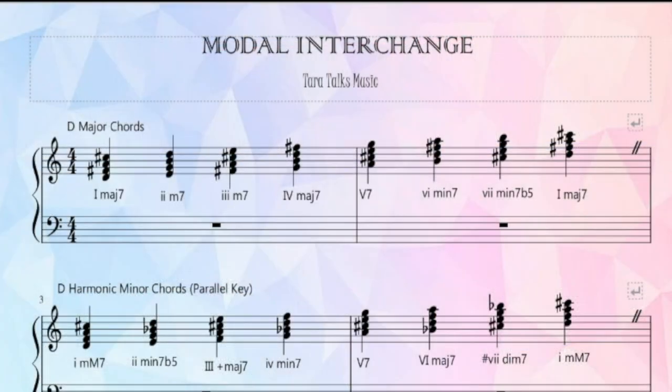In order to borrow chords from a parallel scale or key, we need to know the chords built off of the scales. So let's see the D major chords. But first of all, I just want to point out that the chords at the bottom are generic for any major scale. So you would have the 1 major 7, the second degree would be a minor 7 chord, the third degree of the scale would be a minor 7 chord again, and you'd have a 4 major 7, a 5 dominant 7, a 6 minor 7, a 7 minor 7 flat 5, and then back to the 1 major 7. So let's take a look at what these D major chords sound like.